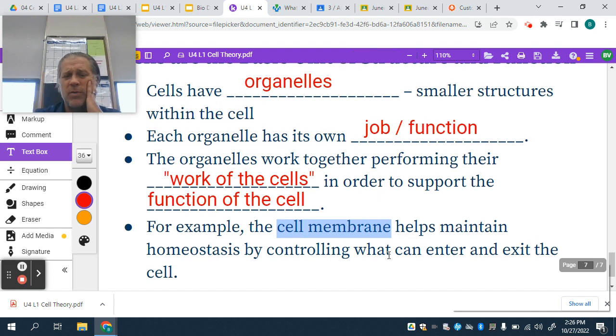We're going to spend some more time talking about the different organelles and their functions over the course of the next few days. But this is just an introduction to cell theory.